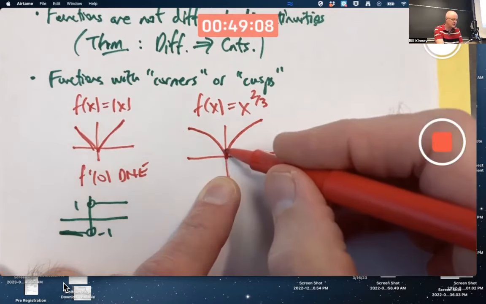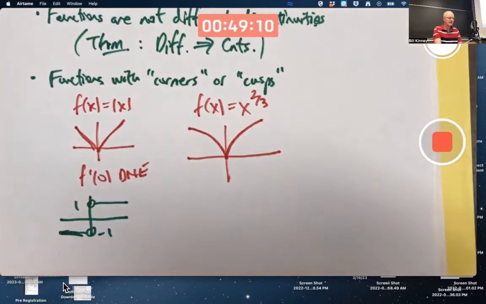Though I will tell you, as you zoom in closer and closer to the origin, the graph doesn't stay looking like a V. It gets curved more and more the closer you go toward the origin. But it definitely doesn't look more and more like a single straight line that has a defined slope. You might say it looks more and more like a vertical line, but a vertical line has an infinite slope.